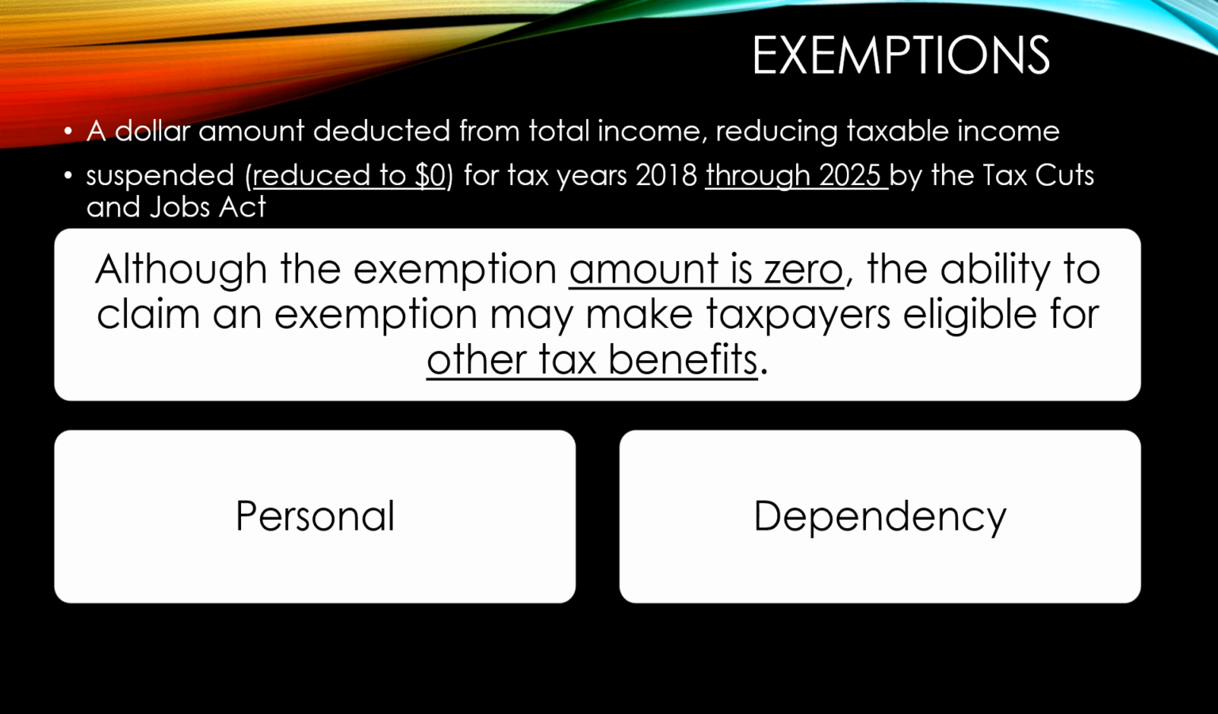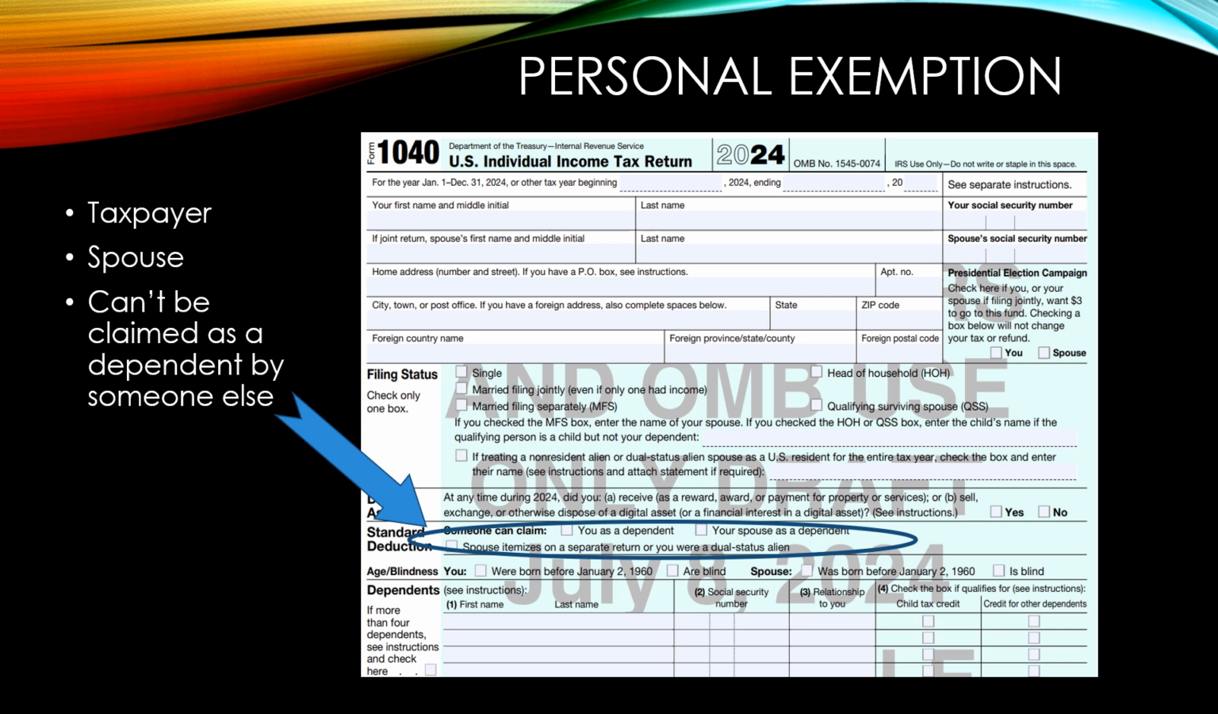So we need to talk about the two kinds of exemptions. We have personal exemptions and dependency exemptions. A personal exemption is claimed by the taxpayer, and if filing jointly, the spouse. If spouses are filing separately, they might each claim their own exemption, or it might be possible for one spouse to claim the other's exemption if the other spouse had no gross income. It is important to note, though, that a spouse is never a dependent of the other spouse.